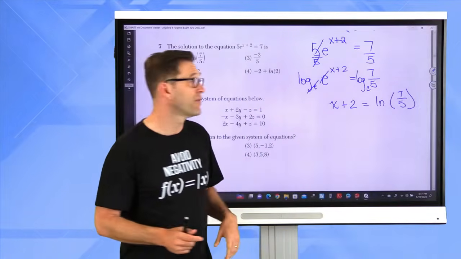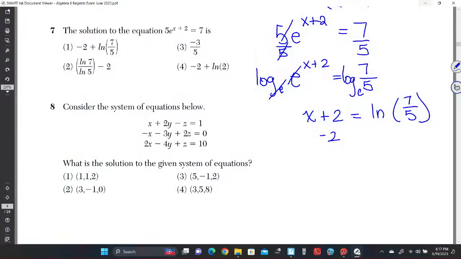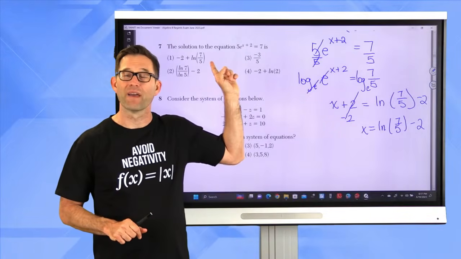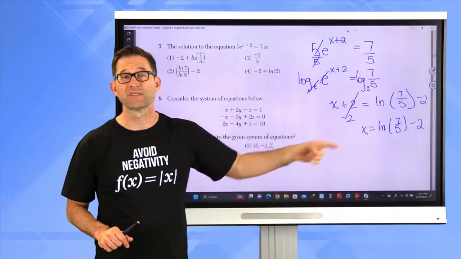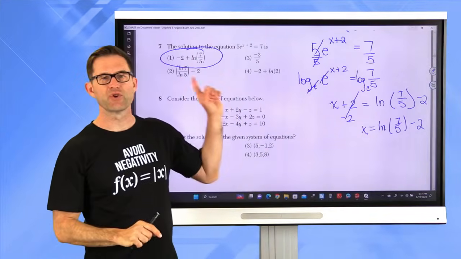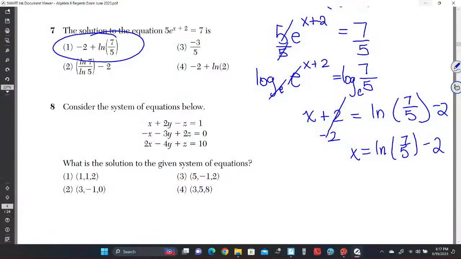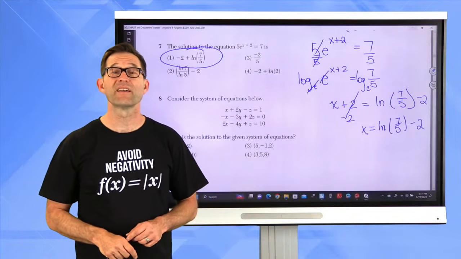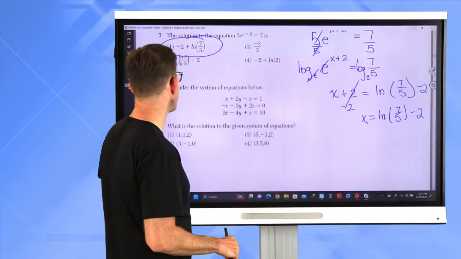And now to finish it off, I just have to subtract 2 from both sides. All right, so x equals the natural log of 7/5 minus 2. Now, of course, they had to be a little bit irritating about this and write the answer down like this instead of this, which is just silly. But I hope that everybody here recognizes that choice 1, -2 plus the natural log of 7/5 is the same as the natural log of 7/5 minus 2.